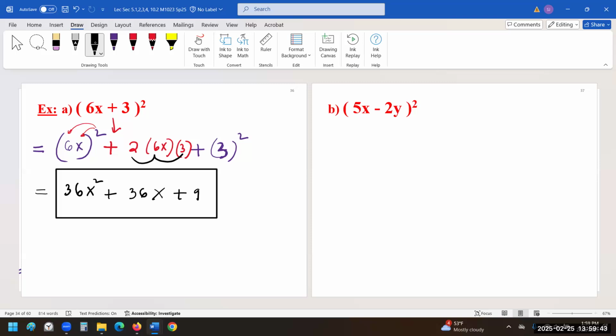And the rule says when you have minus, you subtract 2 times whatever you have.